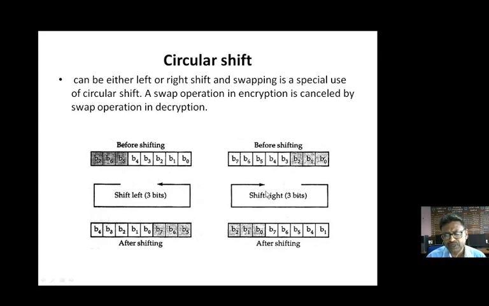And whenever we are doing the right shift operation and shifting 3 bits, then B2, B1 and B0 will be coming from the right hand side. So both left shift and right shift are possible. This circular shift is invertible, because if on the encryption side we are using the left shifting operation, then on the decryption side we can use the right shifting operation. So the circular shift operation is an invertible operation.